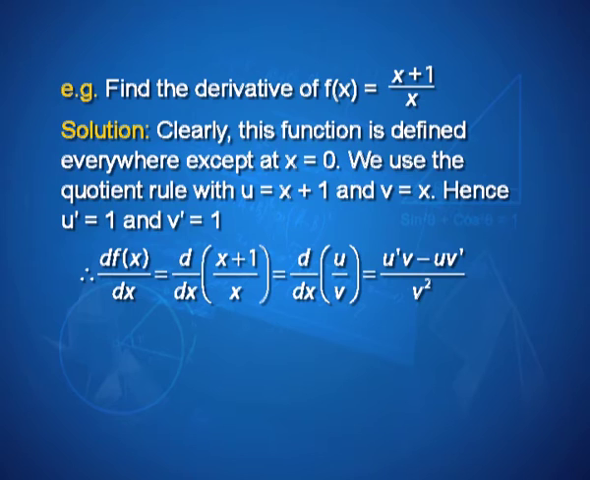Therefore, d/dx of f(x) = d/dx of (x + 1)/x, that is equal to d/dx of u/v, which can be written as (u'v - uv')/v², that gives (1 · x - (x + 1) · 1)/x², which gives us -1/x².